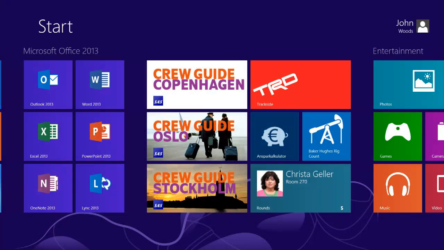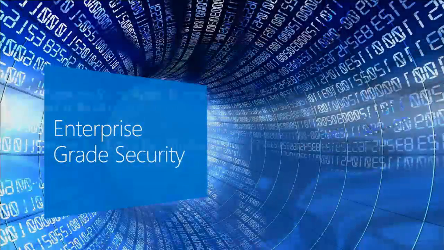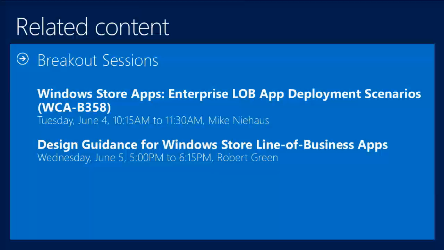So, a few bits of related content. Whoops, went one too far. There's the Windows Store Apps Enterprise Line of Business App Development Scenarios session that Michael's going to be doing tomorrow. And we also have Design Guidance for Windows Store Line of Business Apps that Robert Green will be doing on Wednesday. In the first session we'll talk about, well, you know how to build these apps if you're a developer, but as an IT pro, how do you deploy them? So we want to focus on how to do that. In the second one, Robert's going to talk about, for the developers in you, how to actually create one using Visual Studio, using .NET, using the things that you already know.